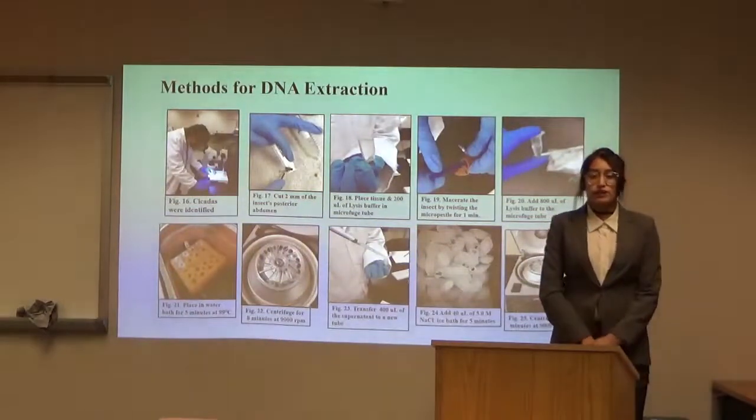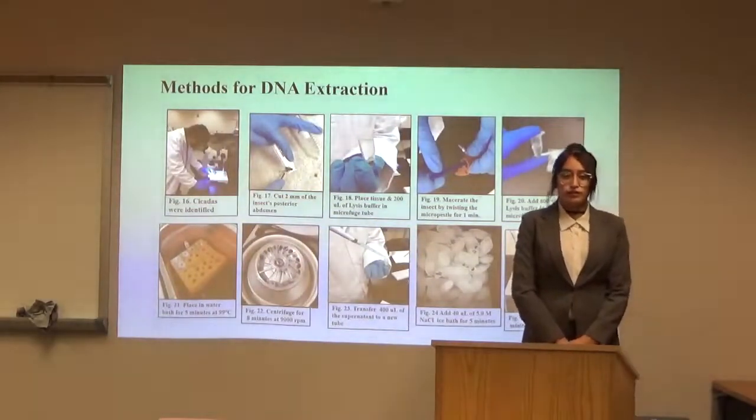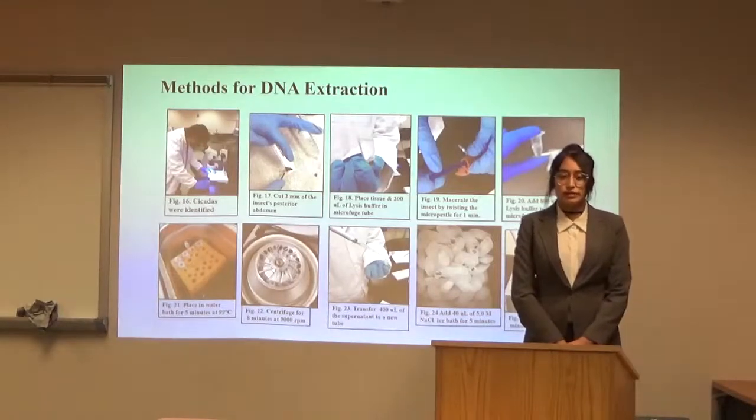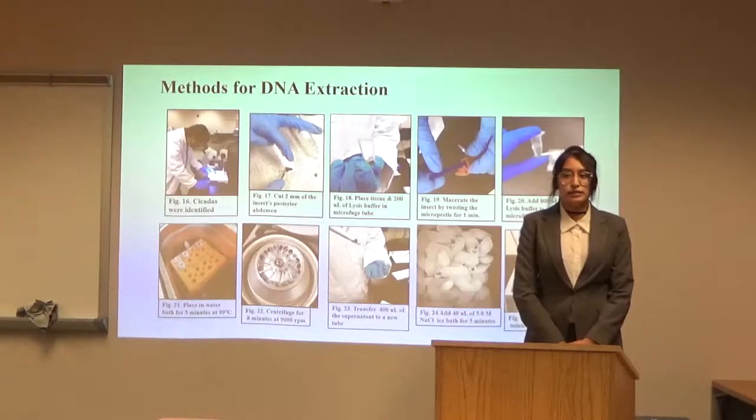Methods for DNA extraction. When testing for Wolbachia, there are a series of procedures that must be followed. For instance, after identification is done, 2 millimeters of the insect's abdomen will be cut off because Wolbachia infects the gonads or sex cells. Afterwards, the lysis buffer will be added because it maintains the pH, it protects DNA from acidic degradation, and it separates DNA from other cellular debris.